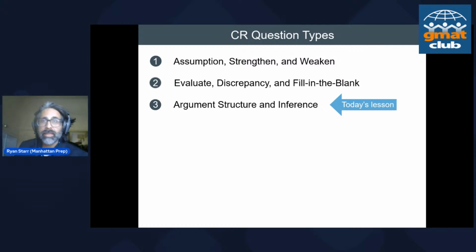And one thing to make really, really clear: whether you see a question asking you what can be inferred from the statements, or what's best supported by the statements above, or what conclusion can be most properly drawn from the statements above, it's the same question type. They're asking for the same thing.